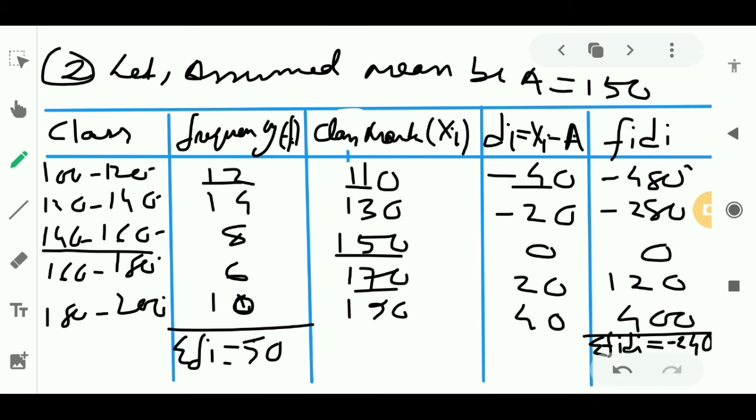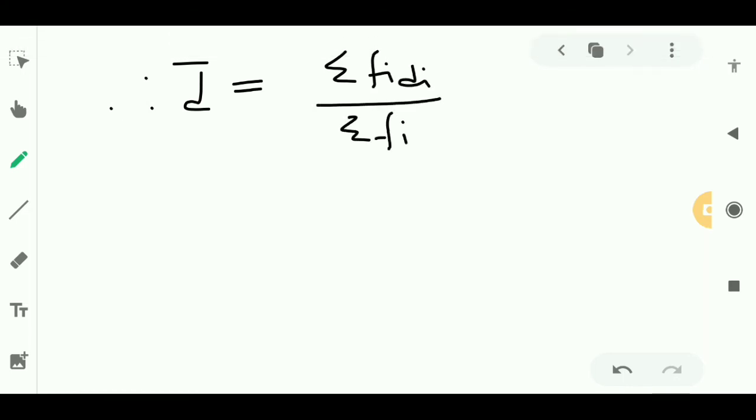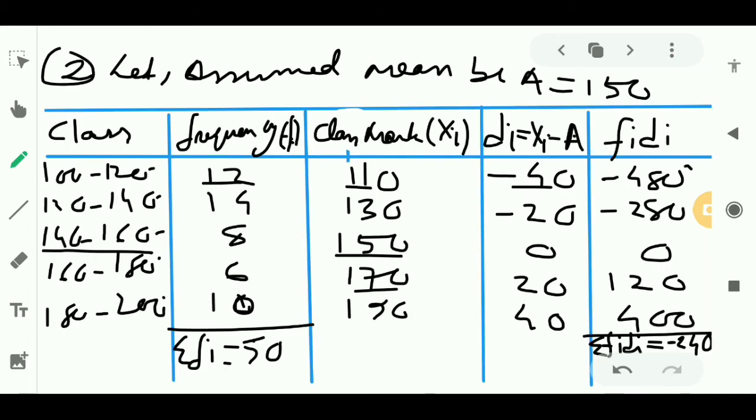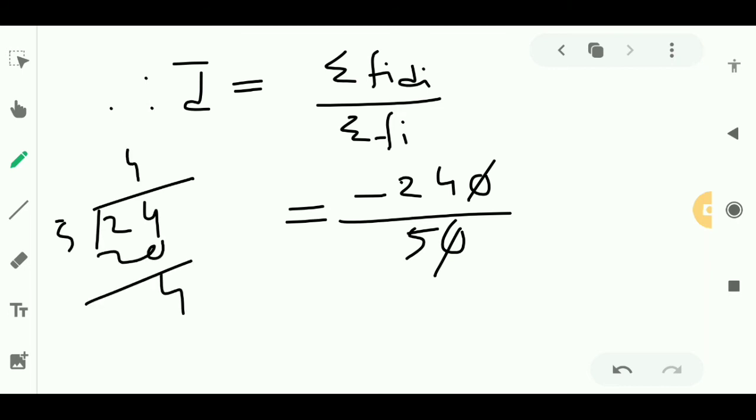So now we will find d bar. d bar means summation fi di by summation fi. Summation fi di we have got minus 240, so we write minus 240 here. Then summation fi is 50, so we write 50. The zeros cancel, and if we divide it, we get 4.8. We are getting minus 4.8.